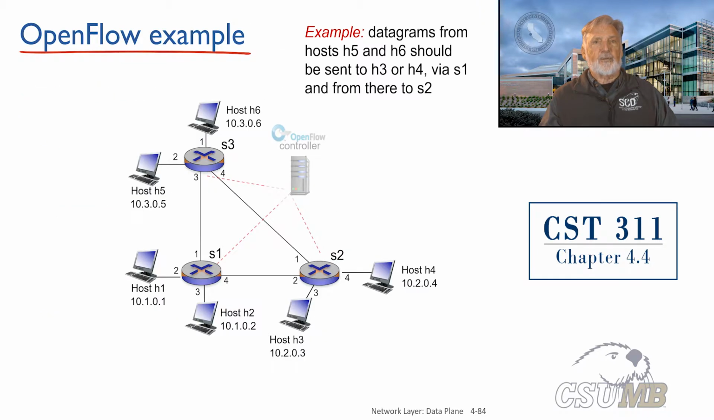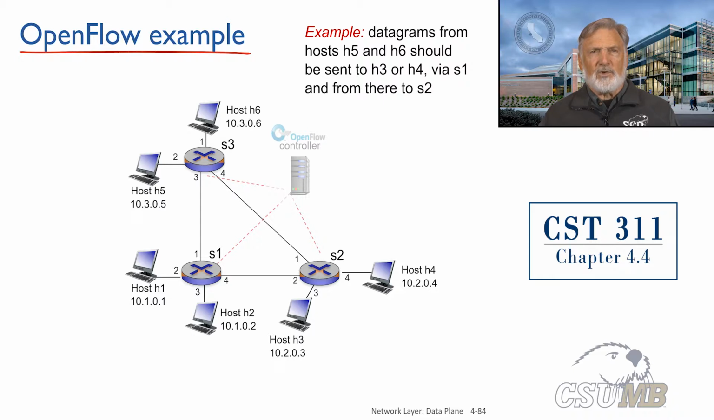This OpenFlow example slide shows the controller specifying the route for packets originating in one network, destined for another network. There are 3 routers in the diagram, S1, S2, and S3, that are connected in a loop. Hosts H5 and H6 are attached to router S3, and hosts H3 and H4 are attached to router S2. The OpenFlow controller has computed the routers' forwarding tables based upon configured rules, and has passed these table entries to the routers.